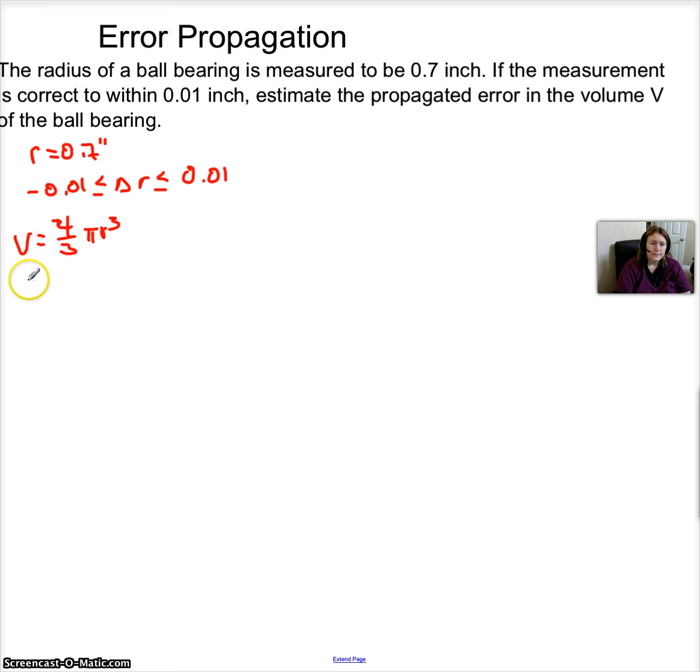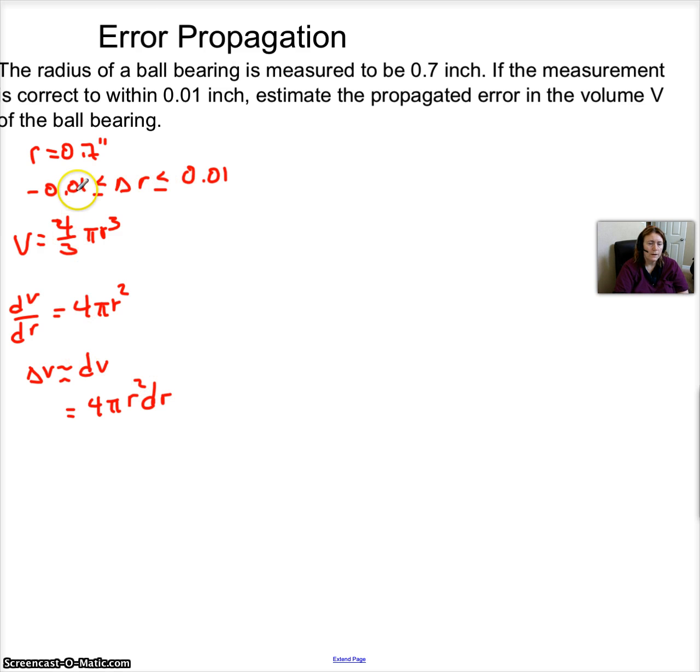All right. So if I do dV/dr, what do I get? This becomes 4 pi r squared. All right. Now I'm going to approximate delta V with dV. All right, so this is dV. I'm going to solve this for dV. It's 4 pi r squared dr.